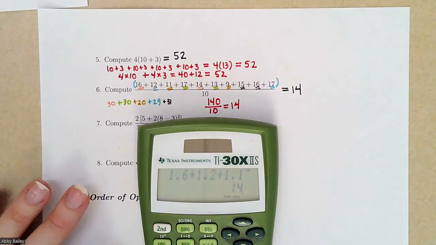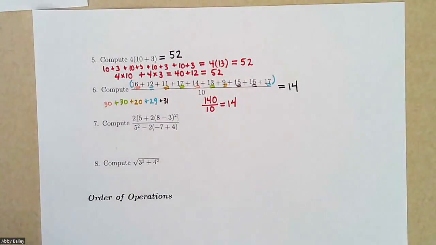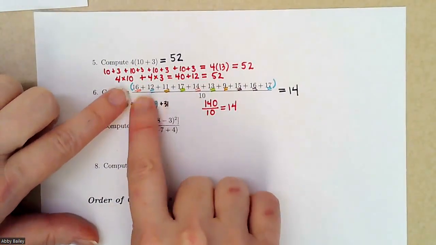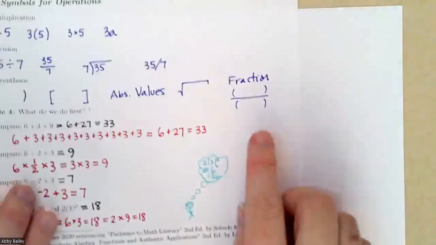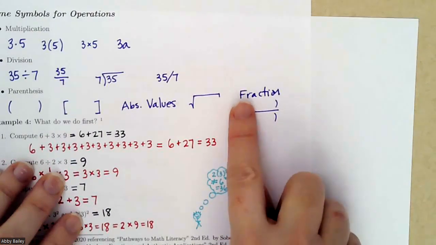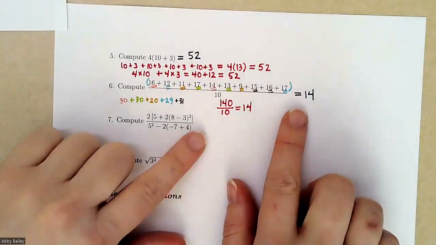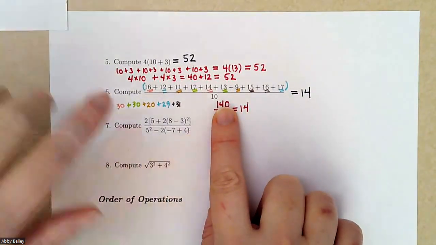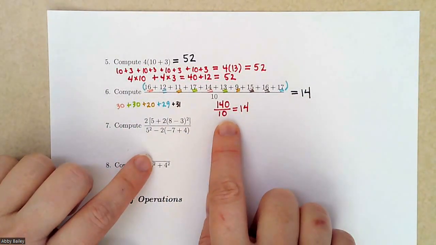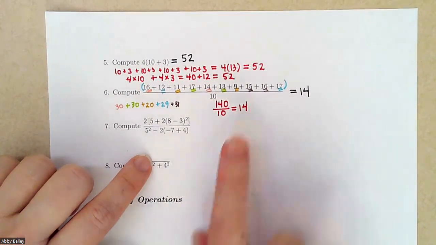So either you can divide every single thing in that numerator by 10 and then add, or what's usually easier for my brain is simply to make sure that I remember that a fraction treats it like implied parentheses around the entire numerator and around the entire denominator, and then divide. So add up the numerator, and go ahead and divide after that.